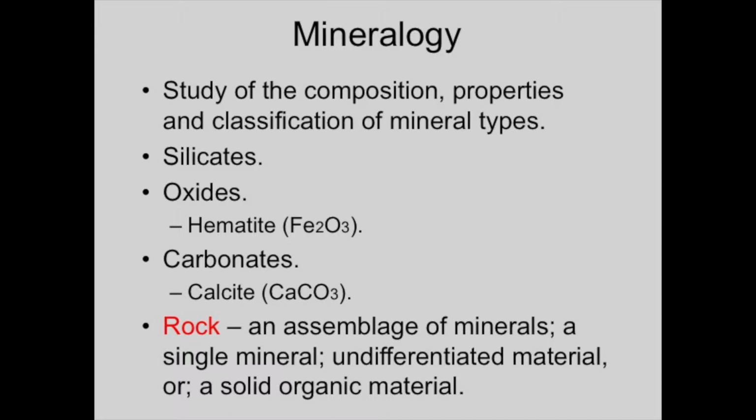If we take a look at something like granite, here we have a rock that contains three minerals. Or if we look at a rock that has, again, a kind of single mineralogical quality to it in terms of its mass, something like rock salt would be a very good example of that. Or a rock, as I said, can be an undifferentiated material, such as a non-crystalline volcanic glass or volcanic rock, in this case, such as obsidian. Or it can be a solid organic material like coal.